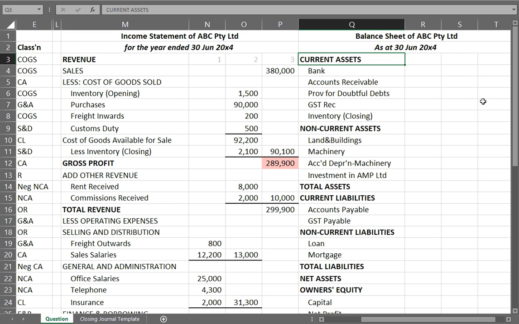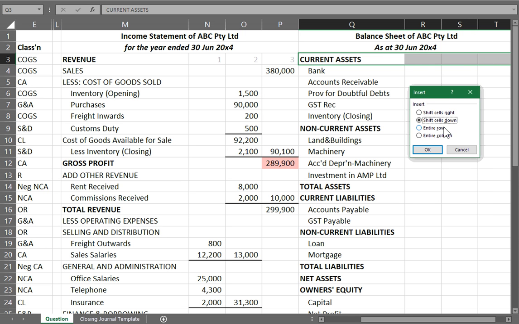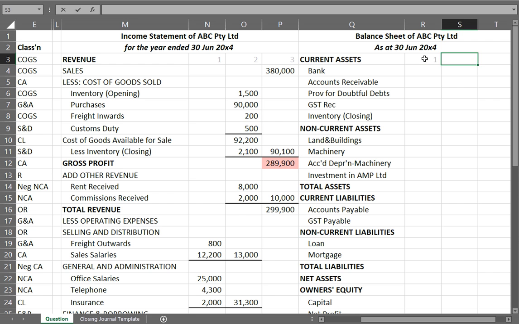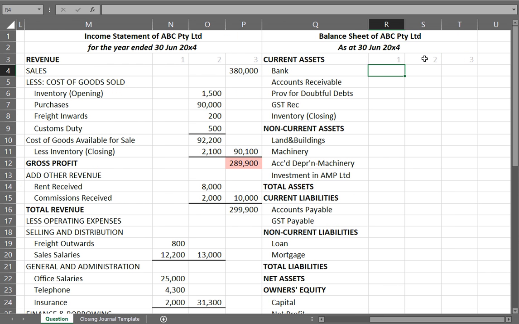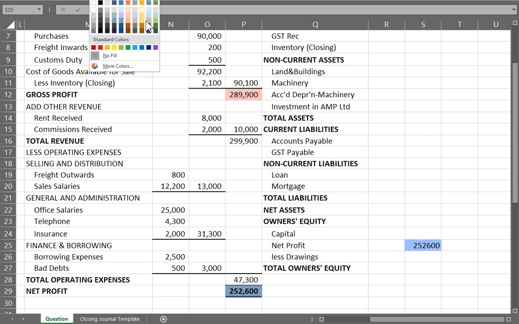So if we can number the columns similarly, so that will be column 1, 2, and 3. In fact, let's do that. So actually, I'll just put 1, 2, and 3. Okay, and net profit information will go into column 2. So basically, we're just transferring 252,600 over here. And if you wish, we can maintain the same color scheme.